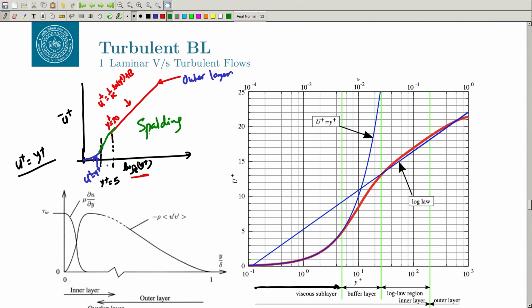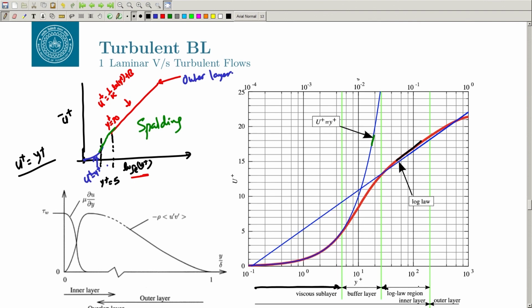Okay, you can look at the same thing here. So, this is your u plus equal to y plus, and this is your log law. Okay, and this is the region that started at around y plus equal to 30, and in this particular case it may be a flow in a channel or a flat plate. It is going up to a couple of hundred, but if you have an atmospheric boundary layer, it can go to a very high value.